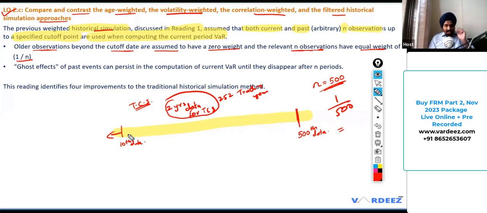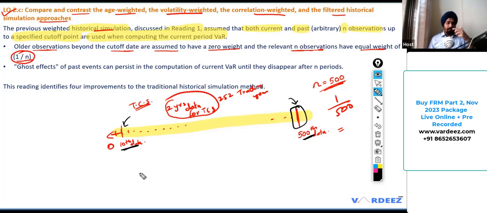So that means each data point from 0 to 500, 1, 2, 3, 4, 5, 6, 7, 8, 9, 10, up to 500, each of them is given an equal weight of 1 divided by n. Every weight is similar. No disparity is made whether this is recent data, like 500, that means yesterday's data, and something that happened 2 years ago, an older data. So equal weightage is given to this as well as to this data.